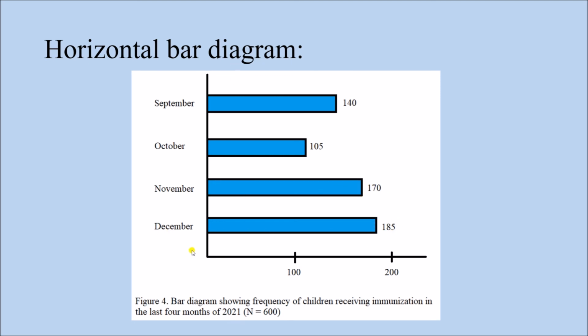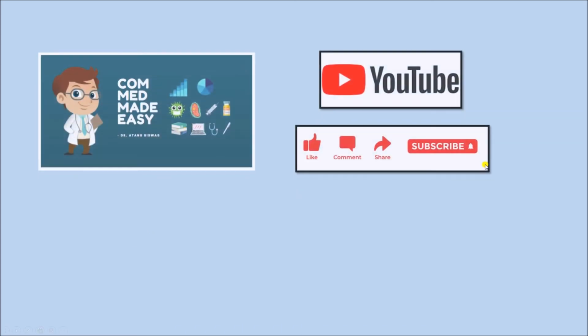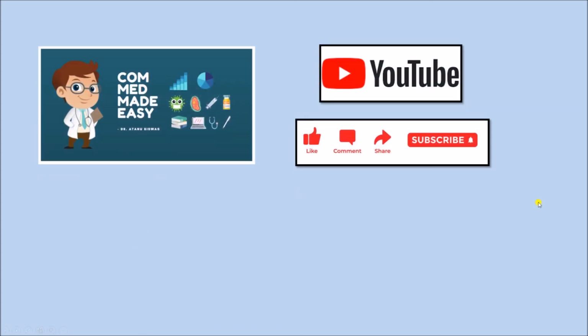185 in December. So in this case, as you can see, the x-axis actually denotes the frequency, whereas the y-axis denotes the months. So it is reversed in case of horizontal bar diagram. But more or less the concept is the same. The width of the bar should be equal. The spaces between the two successive bars should also be equal. So with this we complete today's small session on bar diagram.